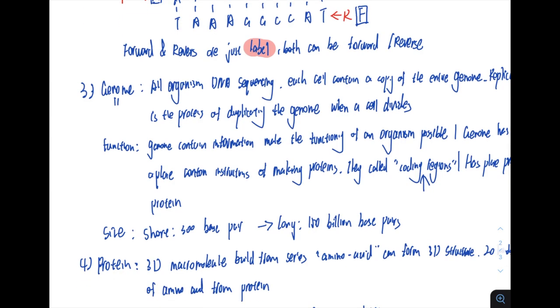So what is a genome? It is all of an organism's DNA sequence, and each cell contains a copy of the entire genome. When the cell divides, the process is just duplicating the genome. The function of the genome is that it contains information that makes the functioning of an organism possible. The genome has a place that contains instructions for making proteins. It's called the coding region.